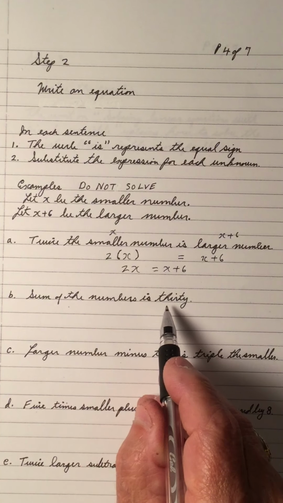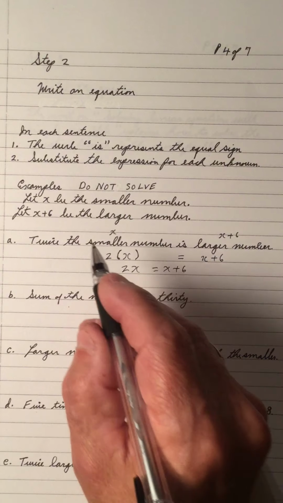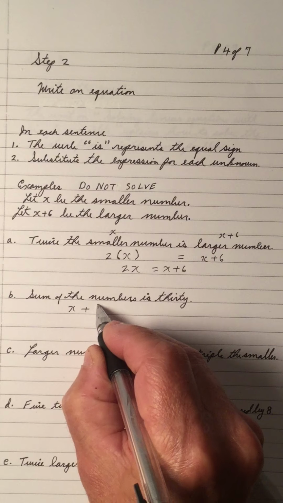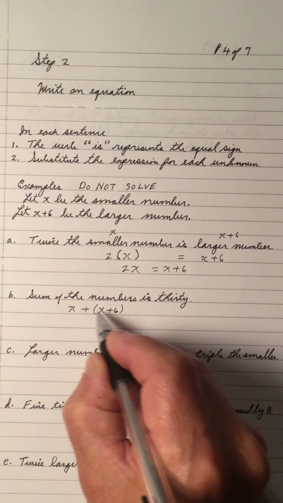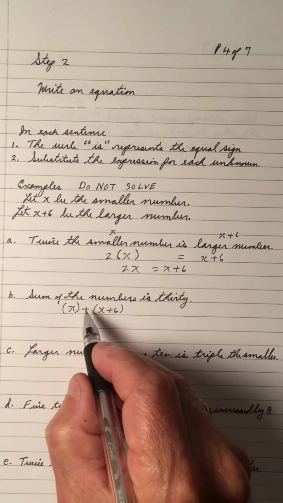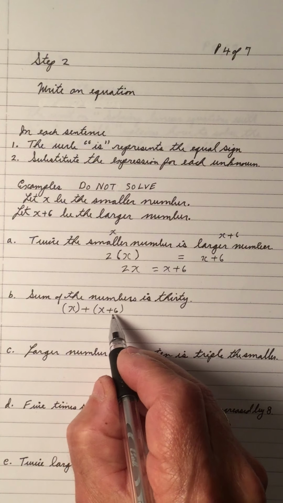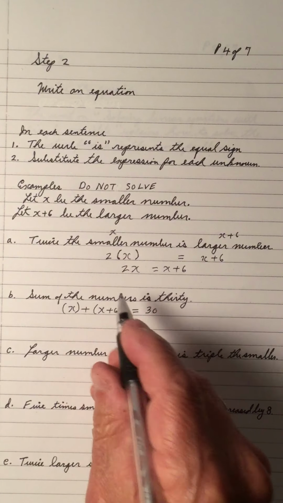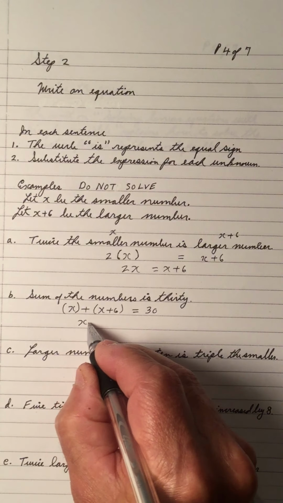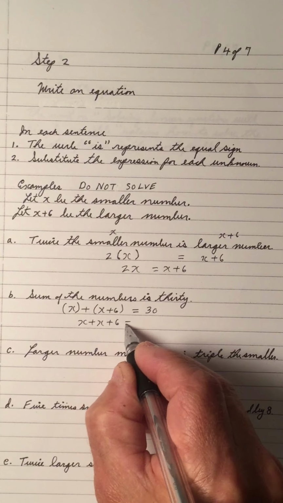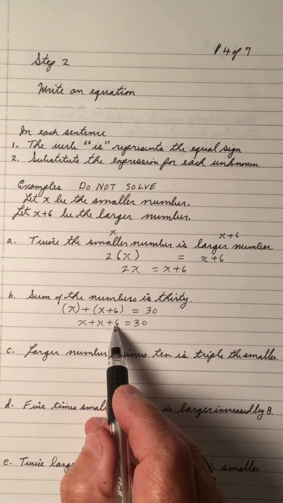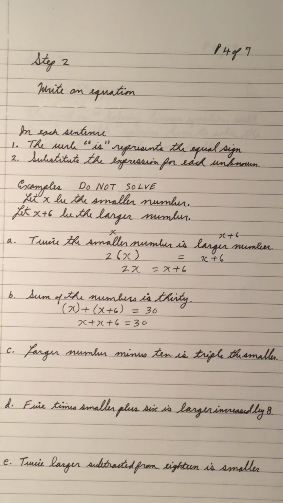B, the sum of the numbers is 30. So if x is the smaller number, add on the larger number. If I want to put the 2 numbers in brackets, you can, because that's the smaller, that's the larger, is the equal sign, 30. But you can just write down, without the brackets, the smaller number is x, add on the larger number equals 30. Remember, we're not solving the equation, we're just rewriting.